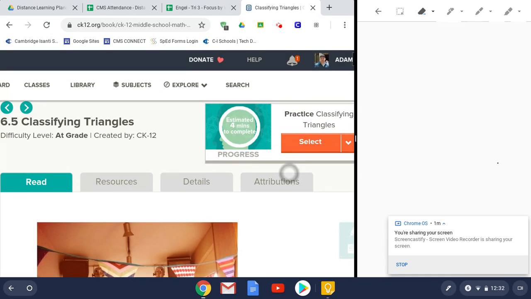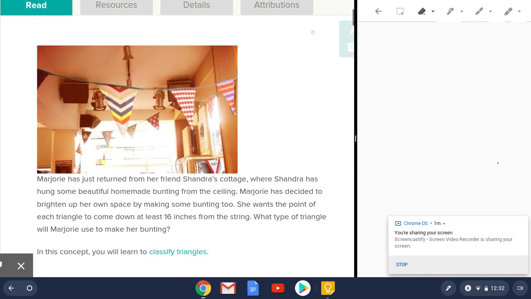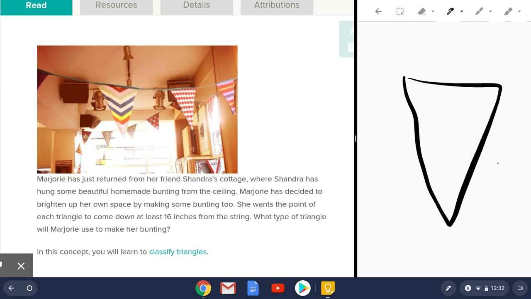So we are on CK12, Classifying Triangles. Let's begin here. Do you see these beautiful strings of flags? These are called buntings. So we're going to be learning about Marjorie. Marjorie has just returned from her friend Chandra's cottage, where Chandra has hung up some beautiful homemade bunting from the ceiling. Marjorie has decided to brighten up her own space by making some bunting too. She wants the point of each triangle to come down at least 16 inches from the string. So she wants her point, if you look over here, to come down 16 inches from the base, right?